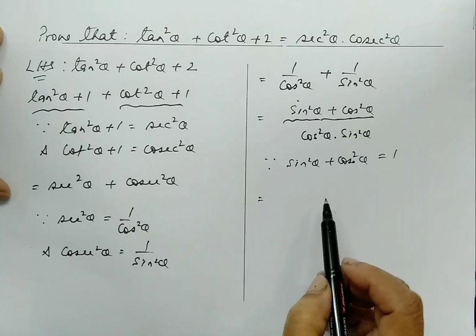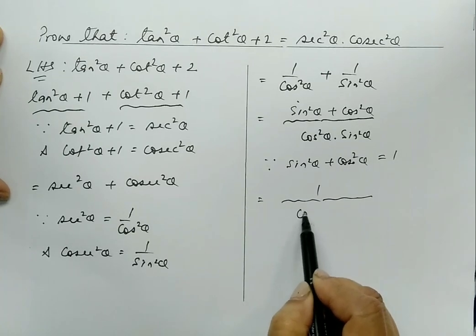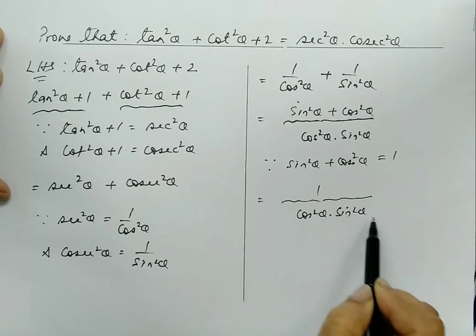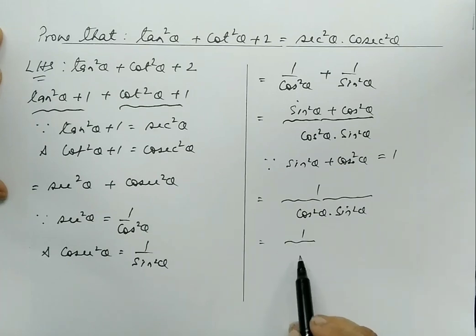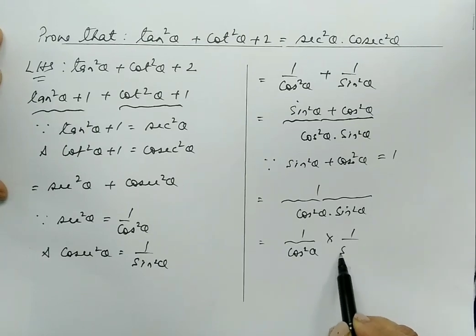So our next step would be to write 1 over cos square theta dot sine square theta. Correct? This can also be written as 1 over cos square theta multiplied by 1 over sine square theta.